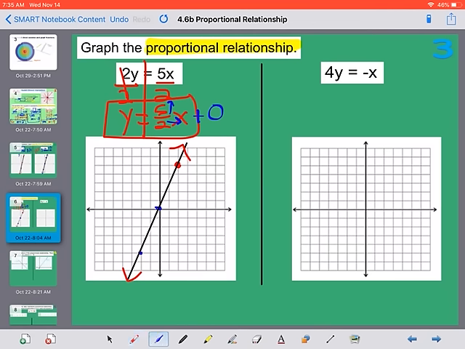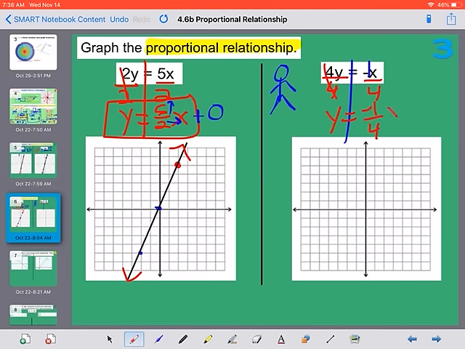This next one, I would like for you to try on your own here, and then click play, see if you got it right. We need a 1 there, that's really a -1x, and we want y by itself so we can graph it, so divide by 4. And we have y equals -1/4 x.